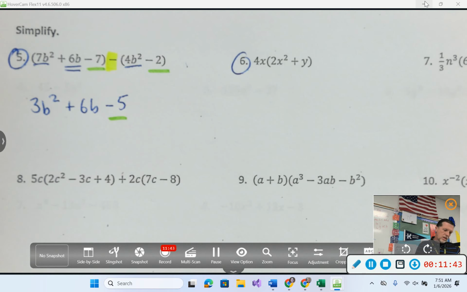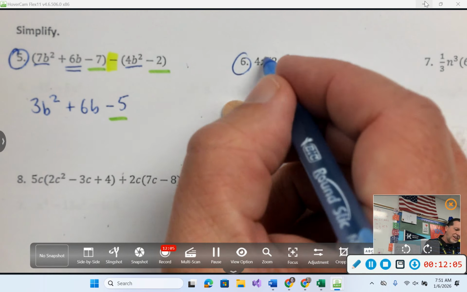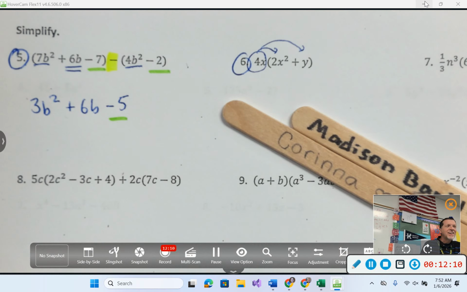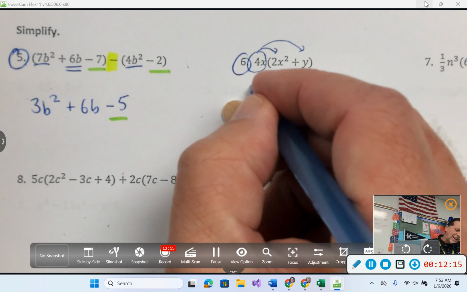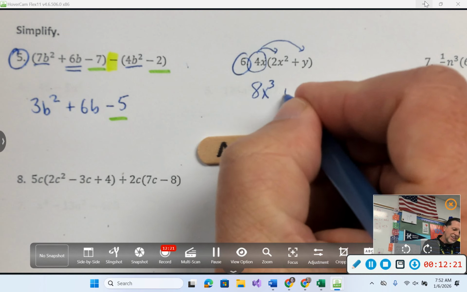All right, for number 6, looks like we'll get 2 terms, so I'll get 2 volunteers. Ease you back in with the popsicle sticks. Corinna, you ready for that first term? Is it 8x cubed? 8x cubed. Madison, how about the second one? 4xy.